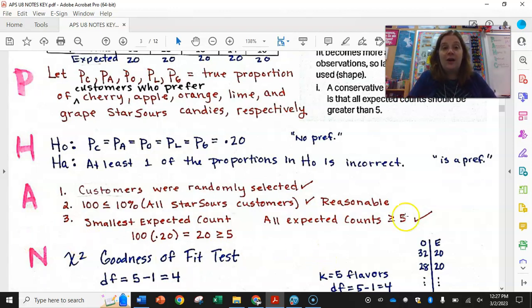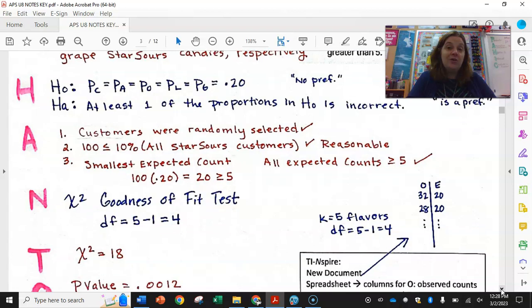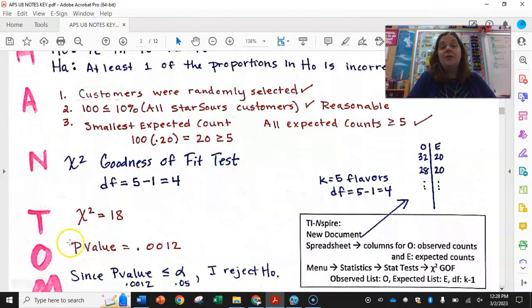I'm going to physically show that work. I know that there were 100 customers, so I'm going to go 100 times 20%. That's 20, which is greater than or equal to 5. And if the smallest expected count is greater than 5, that means that all expected counts are greater than 5. The name of this test is a chi-squared goodness of fit test, and its degrees of freedom is going to be categories minus 1, that is 5 minus 1, or 4.